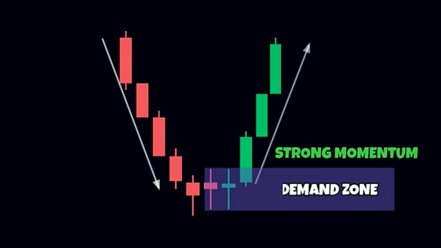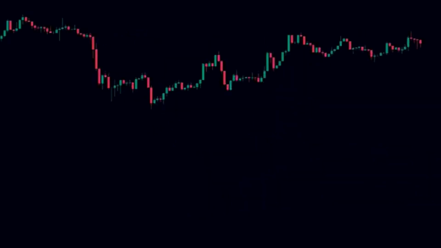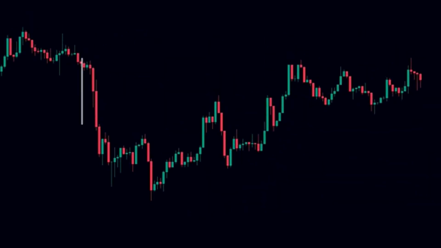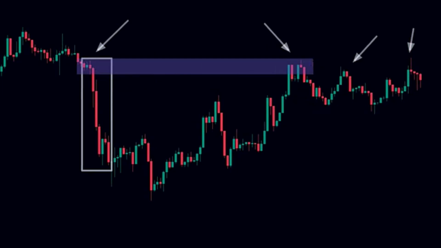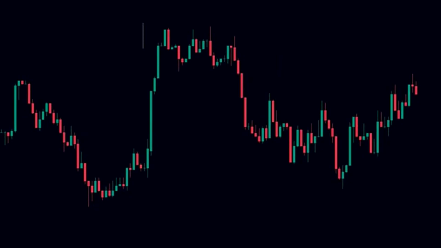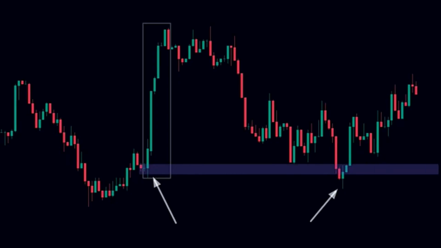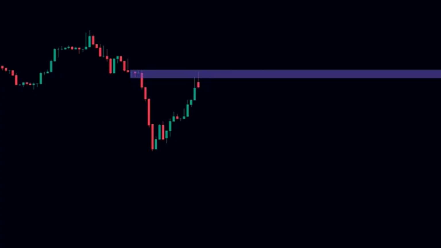Let's look at some examples. In one, price drops sharply. We draw the supply zone before the momentum candle. When price returns and gives a bearish signal, we enter short and price moves down again. In another, we draw a demand zone based on the candle before a big green move. Price returns, gives a bullish signal, and rallies again. This is how we use demand and supply zones for trading.